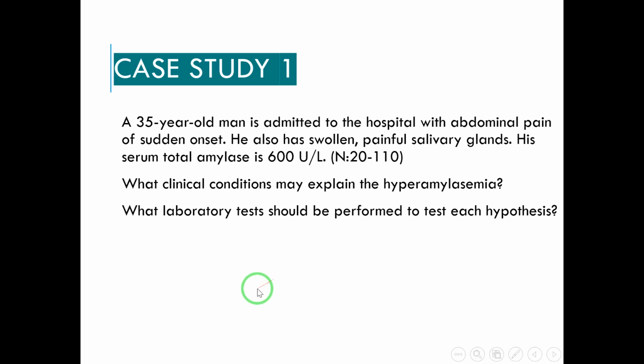This is a case study to test your information. A 35-year-old man went to the hospital. He had sudden abdominal pain, and he has swollen, painful salivary glands. The total amylase was 600, and the normal is up to 110 units per liter. So in this condition, what will you think about the cause of this high amylase, and to make sure that the source is salivary, what should you do? This is the question for you.